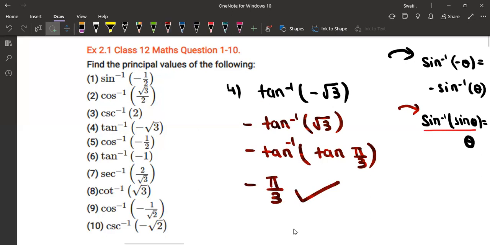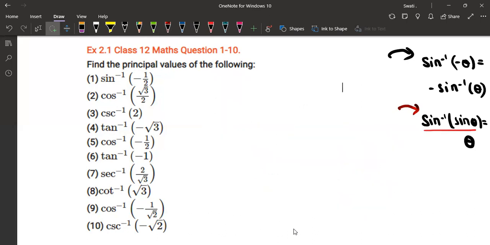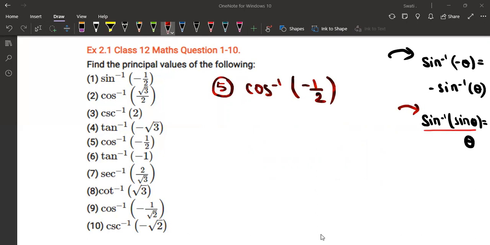All right, let's move to the next question, and that is our fifth question. So for the fifth question, let's just write down the question first. And the question is cos inverse minus 1 by 2. Now here in this case, there is a specific formula that we are going to use here. Cos inverse minus theta is not minus cos inverse theta. No, you cannot take the minus sign outside because there is no such formula.